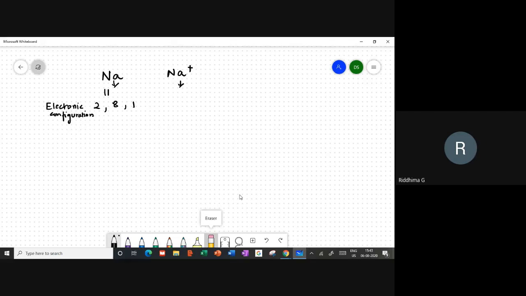For sodium ion, what is it? It's 10, because it gives one electron to become stable. It loses this electron, so it becomes 2 and 8. Stable octet. So this is one difference. You can say that the sodium atom has 11 electrons, whereas the sodium ion has 10. And the second point is that the ion has a positive charge. Atoms are neutral, they don't have charge as such. Ions have charge.